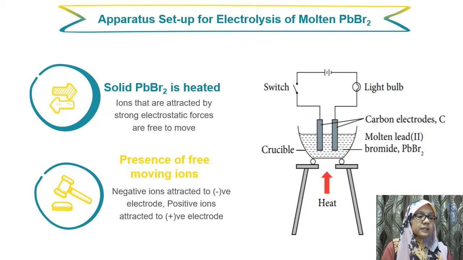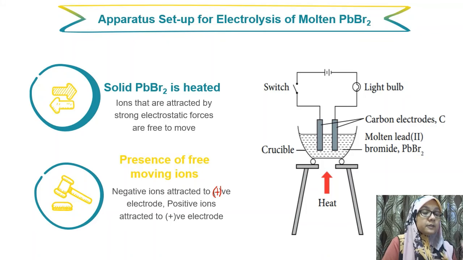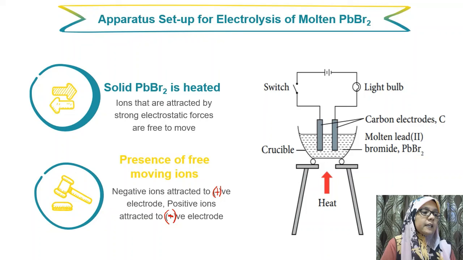Okay, we have to betulkan sikit slide ni. Kita remember negative ion adalah anion. Saya betulkan terus lah kat sini. Negative ion, the anion, will move to the positive electrode, while the positive ion, which is the lead(II) ion, will move to the negative electrode. Here, bila berlakunya attraction of ions towards the oppositely charged electrode ni, ni disebabkan oleh kita dah switch on the switch.